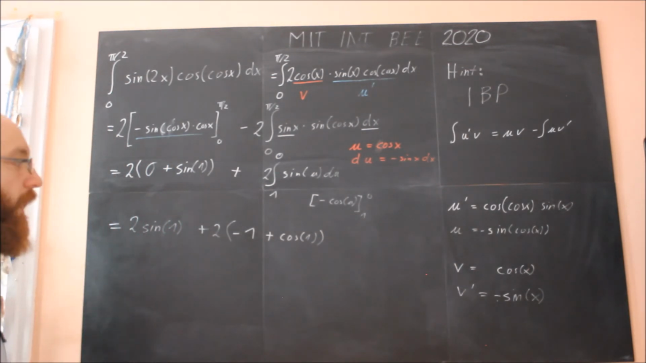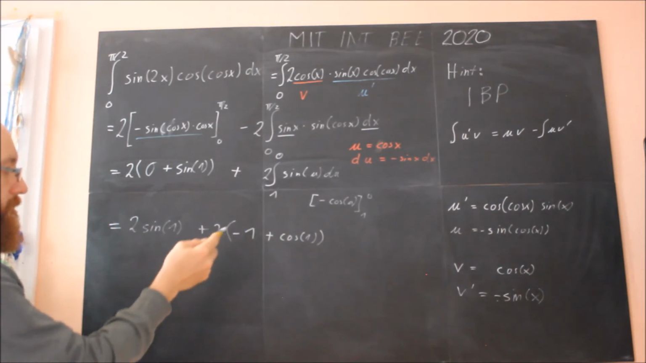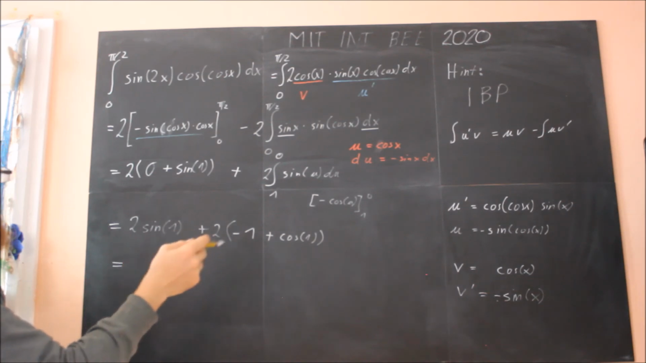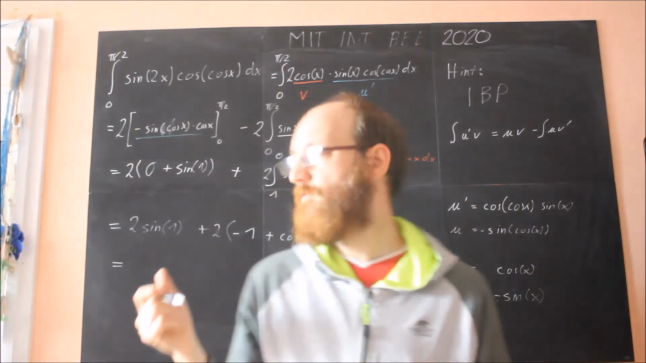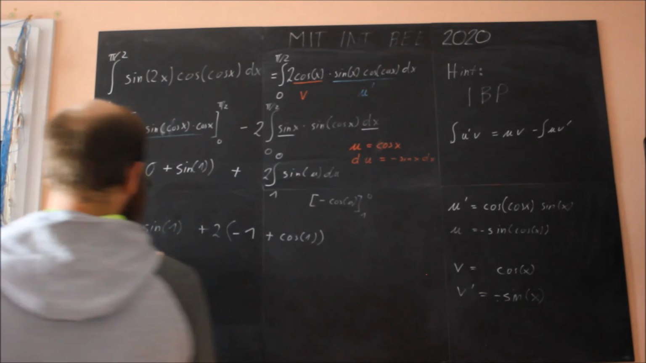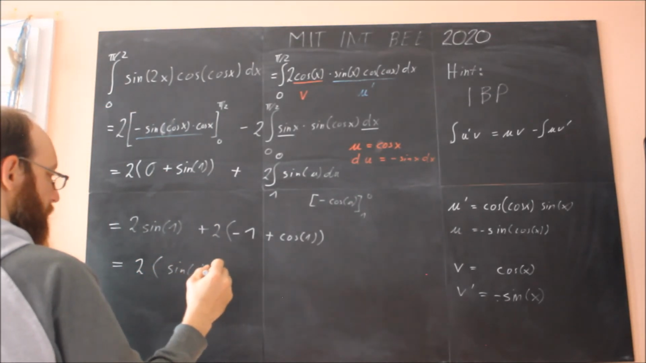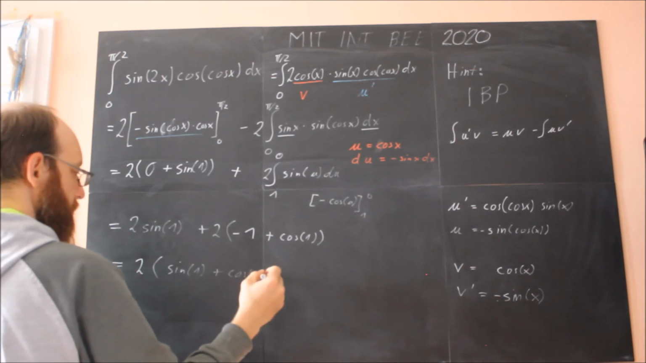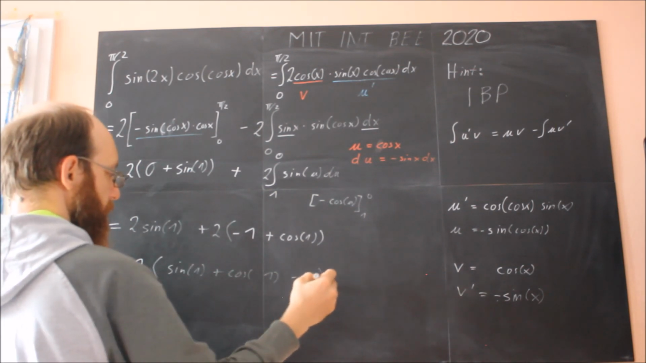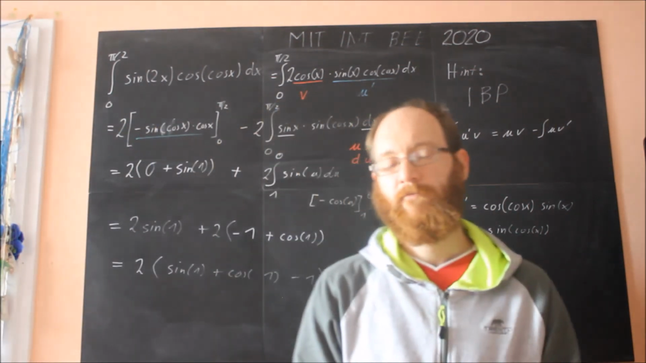Maybe we can write this a little more nicely. We factor out the 2, and then we are left with sine of 1 plus cosine of 1 minus 1, and that's the final result.